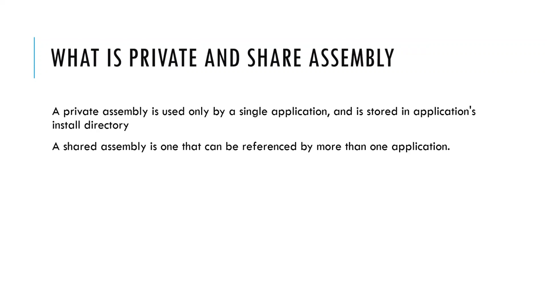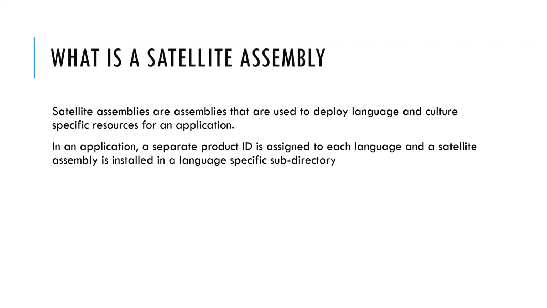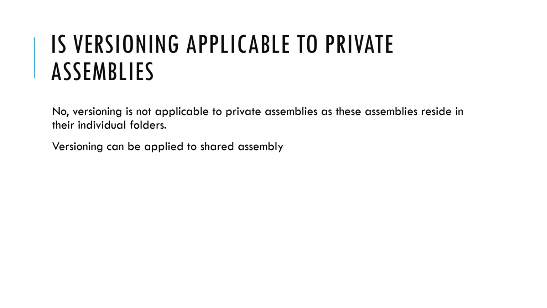So what is a private assembly and a shared assembly? A private assembly is used only by a single application and is stored in the application install directory. A shared assembly is one that can be referenced by more than one application. So what is a satellite assembly? Satellite assemblies are assemblies that are used to deploy language and culture specific resources for an application. In an application, a separate product ID is assigned to each language, and a satellite assembly is installed in a language specific subdirectory.